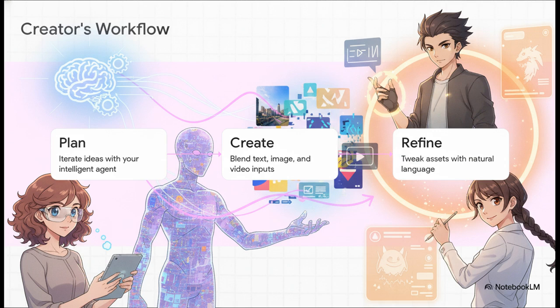Step 2 is create. Here you can just blend text, images, and video without any boundaries to generate high-fidelity assets. And then step 3 is refine. This is where you take those generated assets and tweak them using professional-grade controls.